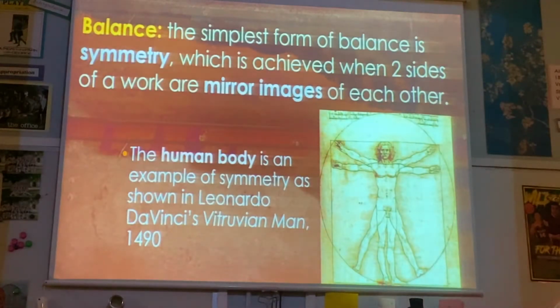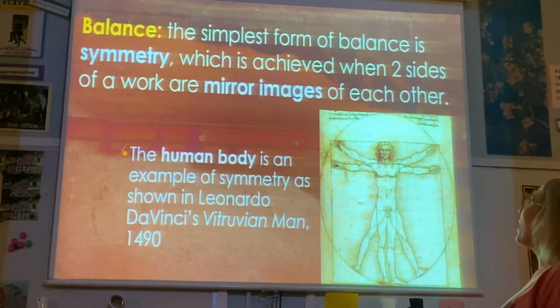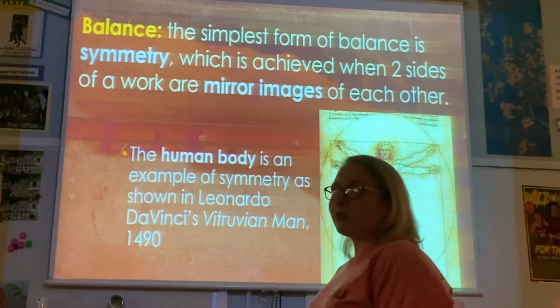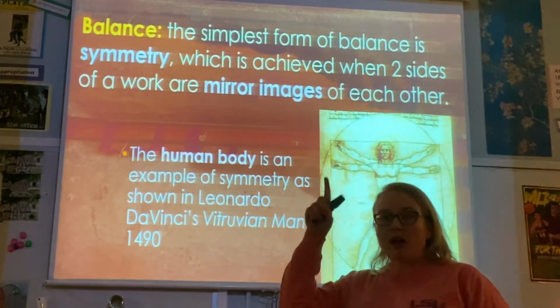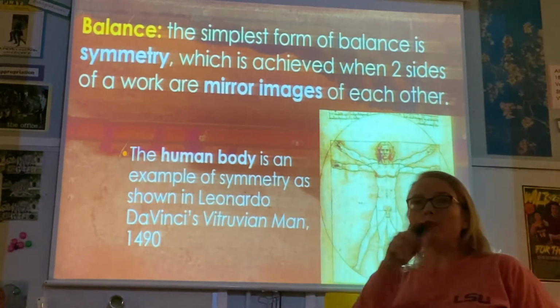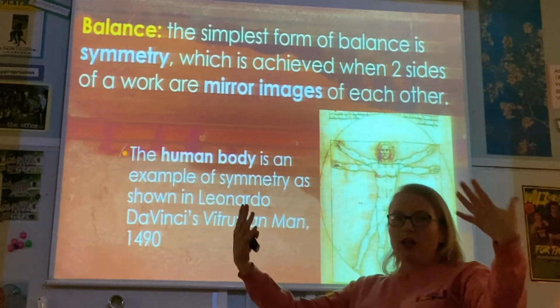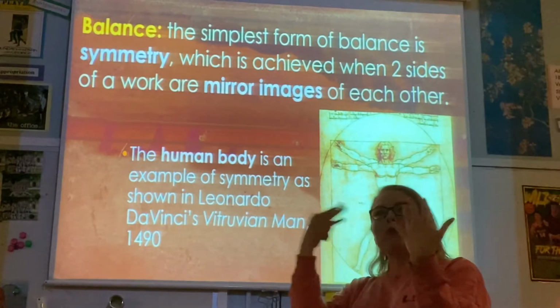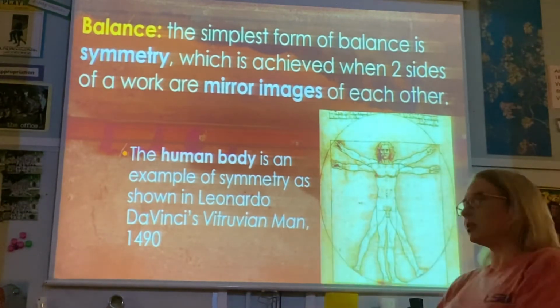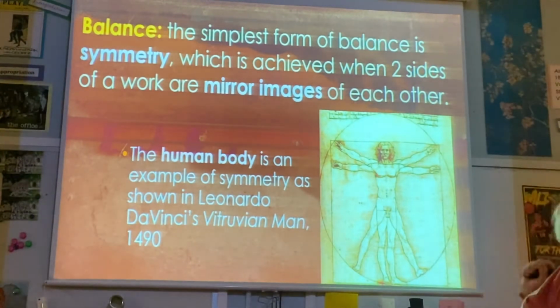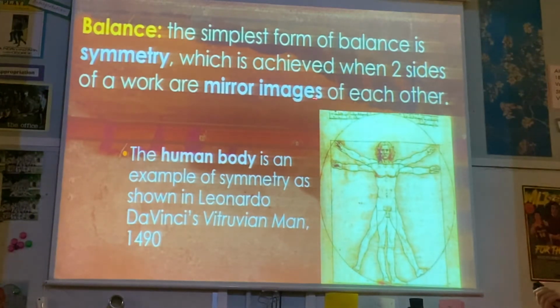All right, next one, balance. This is the simplest form of balance, which is symmetry. If you remember back to kindergarten, usually around Christmas time, your teacher might have you draw half of a Christmas tree or half of a butterfly, and then you fold the paper in half, and then you pull it apart, and whatever you painted on one side will appear on the other, and it's absolutely symmetrical. And so you learn that word, symmetry, hopefully, in pre-K or kindergarten. And it's achieved when two sides of a work of art are mirror images of each other.